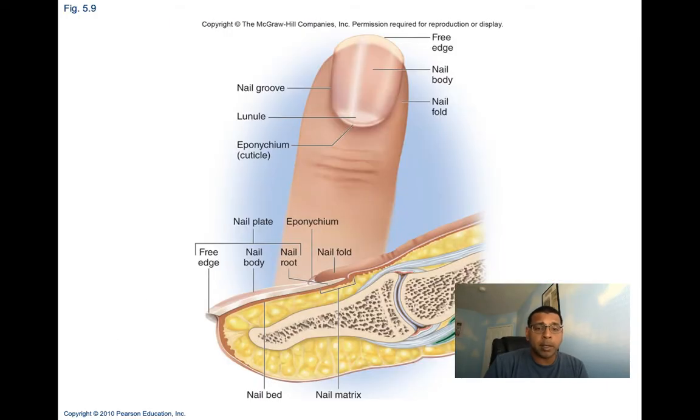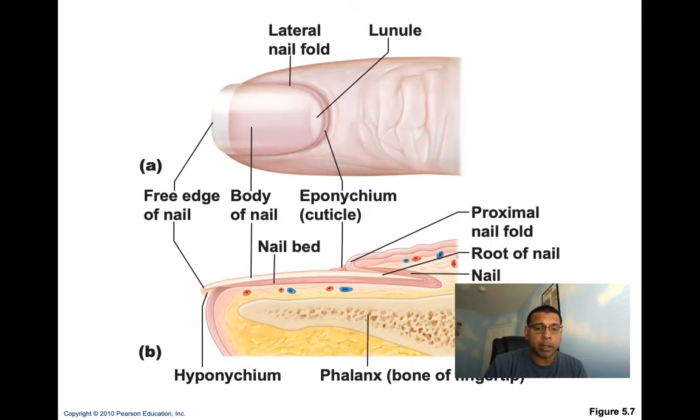This is a good image. This one is good as well. This one is a little bit better. Here you can actually appreciate the free edge of the nail. Now we talk about the free edge of the nail. That's the most distal part of the nail. This is the part that we trim. This leads us then to the body of the nail. The body, you can see, is the main part of the nail.